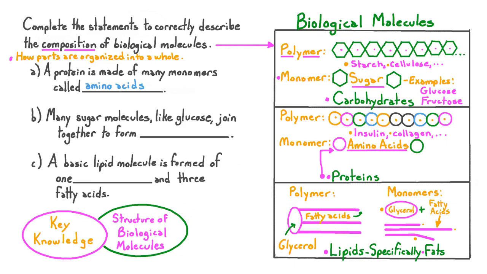Statement B says, many sugar molecules like glucose join together to form blank. And we now have the names of a couple example sugars in our table, glucose and fructose. So, if we put together many glucose sugars, we'll get a larger carbohydrate. Statement C says that a basic lipid molecule is formed of 1 blank and 3 fatty acids. Looking at our diagram, we can see 1, 2, 3 fatty acids are connected to 1 glycerol.